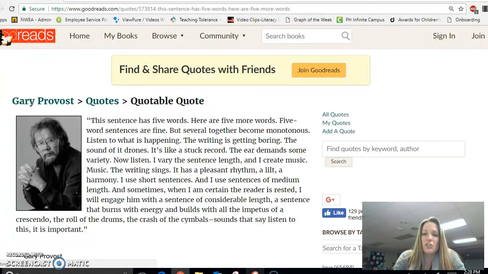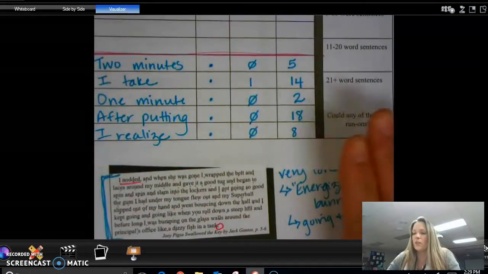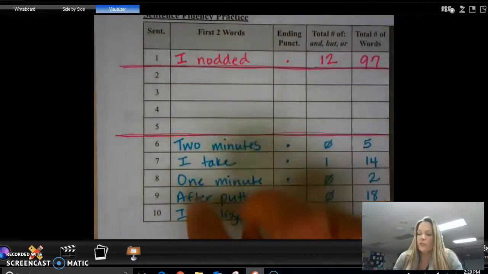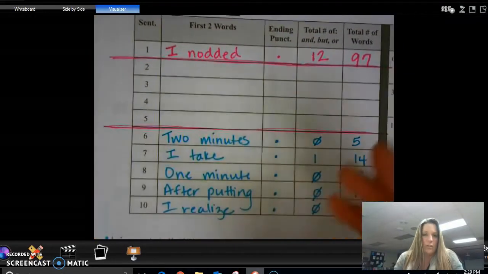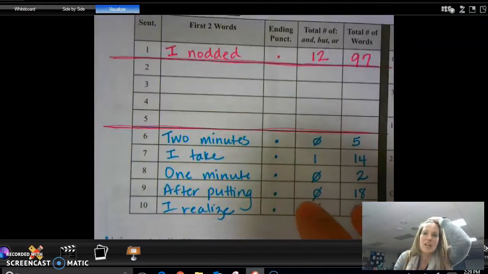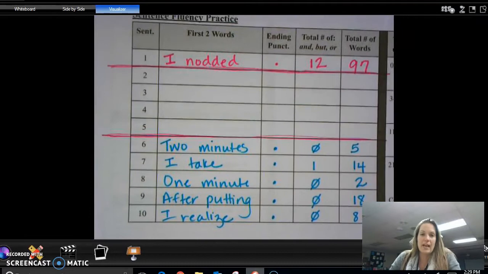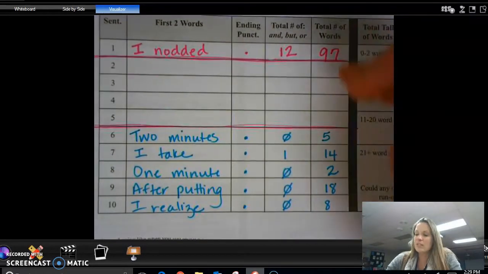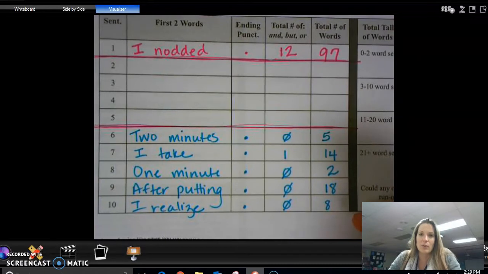So what you need to do is with your text, if you haven't done this yet, again, use your narrative and do the first 10 sentences only. You can get a highlighter, a marker, circle the first 2 words, circle the ending punctuation, and then go ahead and fill this out. And figure out if you're exhausting your reader. If most of the sentences have the same number of words in them, you need to have some variation.